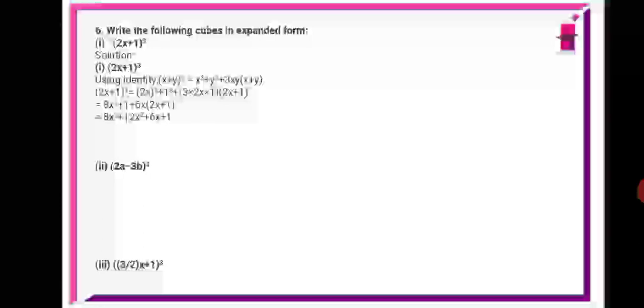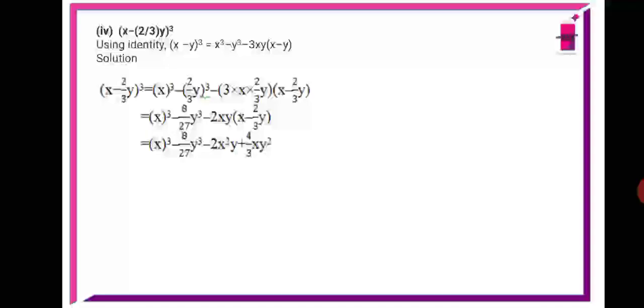So here we are using the x plus y whole cube identity. We are going to expand. In the first example you can see in place of x you can substitute 2x, in place of y you can substitute 1. So based on the identity x plus y whole cube equal to x cube plus y cube plus 3xy into x plus y. Similarly, if it is x minus y whole cube, you are going to use x cube minus y cube minus 3xy into x minus y.